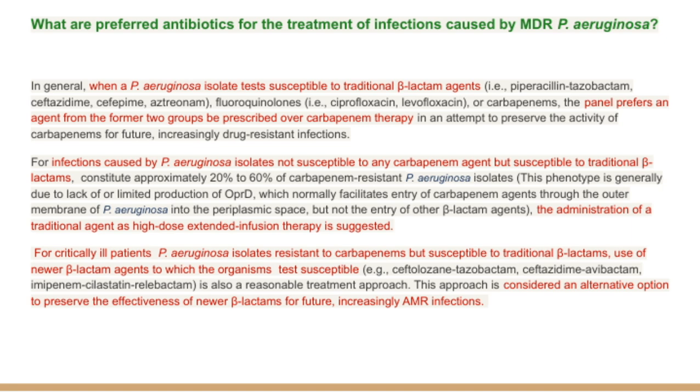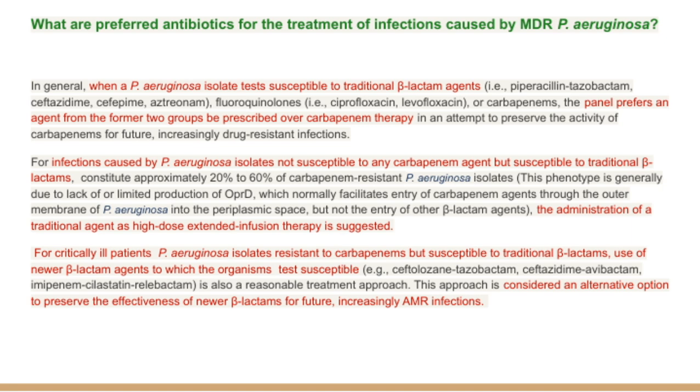Now, in cases where the P. aeruginosa isolate isn't susceptible to any carbapenem, but still responds to traditional beta-lactams, this can happen in about 20 to 60% of carbapenem-resistant cases. That's often due to limited or lack of OprD production. OprD normally helps carbapenems enter the bacteria, but if it's missing or reduced, carbapenems aren't effective. In these situations, high-dose, extended infusion therapy with traditional agents is suggested to maximize their efficacy.